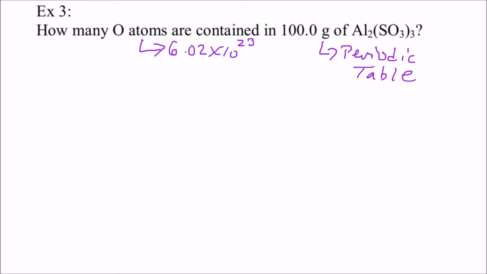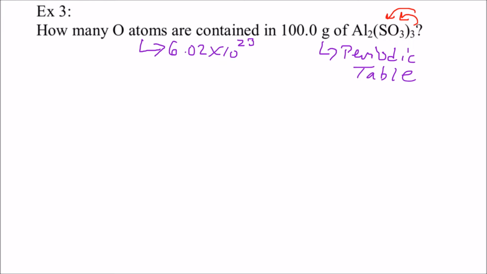Now this right here is a little bit different than what we've had to deal with before. We've got an entire compound there, or entire molecule, and we haven't done that yet. So let's talk about that. The 3 on the outside is going to multiply everything on the inside. So that means that there are going to be 3 sulfurs and there's going to be 9 oxygens.